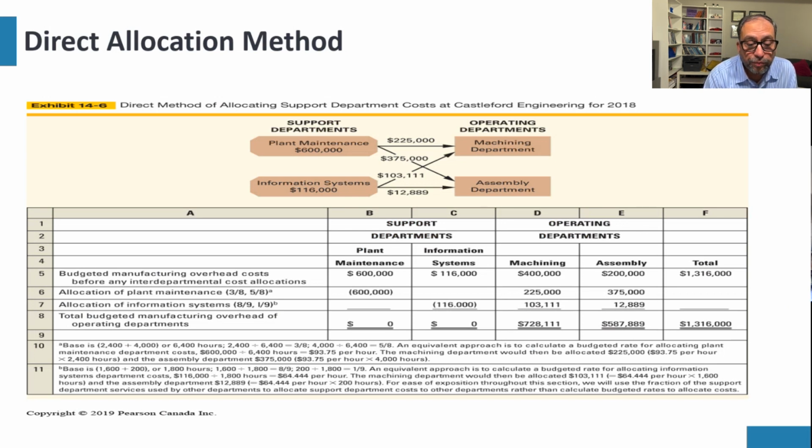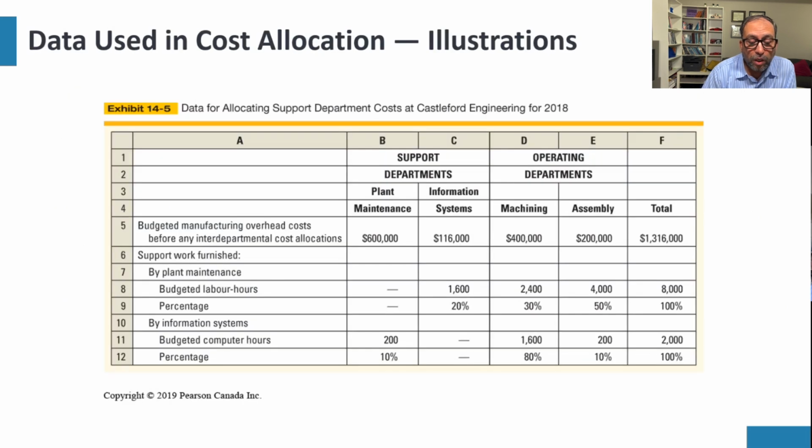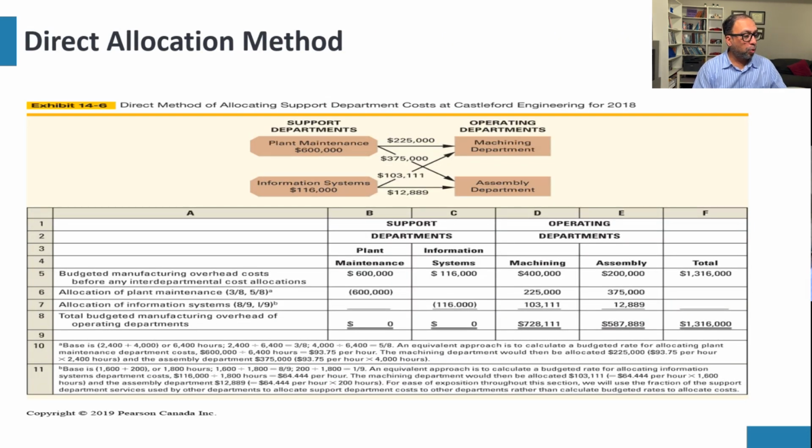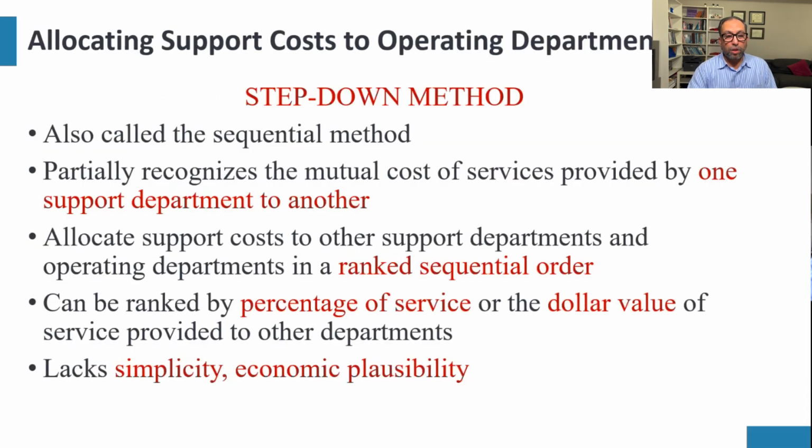Like we can divide again, not 2,400 this time. This time we have to use 1,600. So if you use this proportion, 1,600 divided by 1,800 into 116, it's 103,111. And similarly, 200 divided by 1,800 into this 116,000, we get this value 12,889. So this is our direct method, and we can calculate the cost this way.